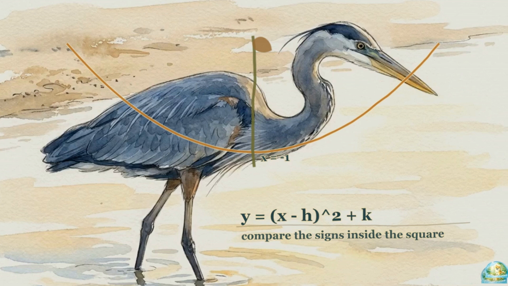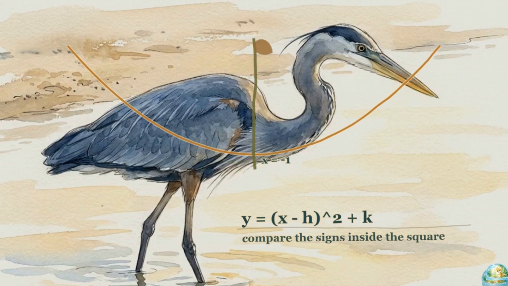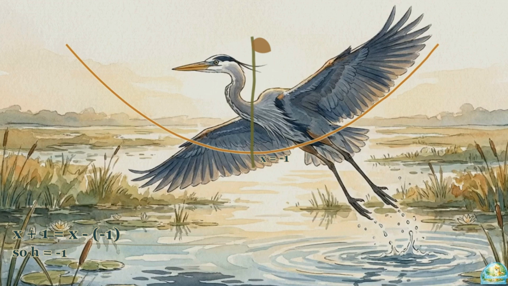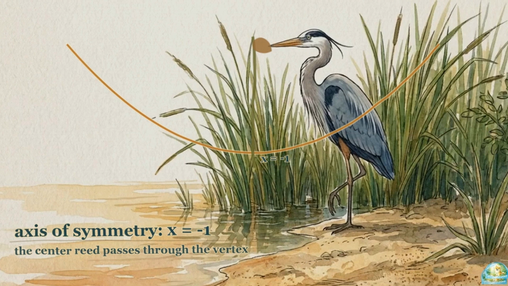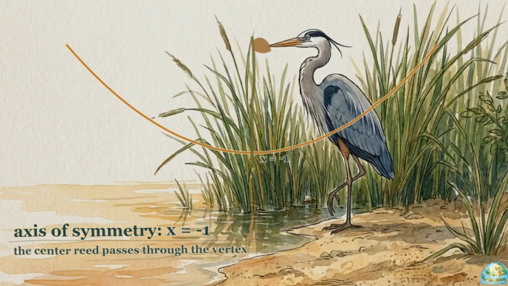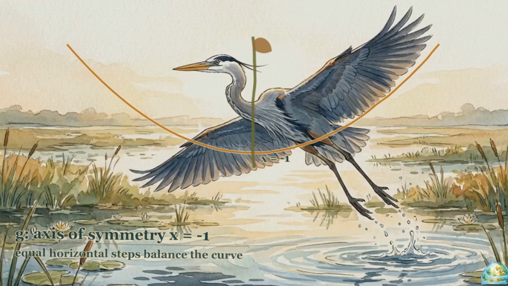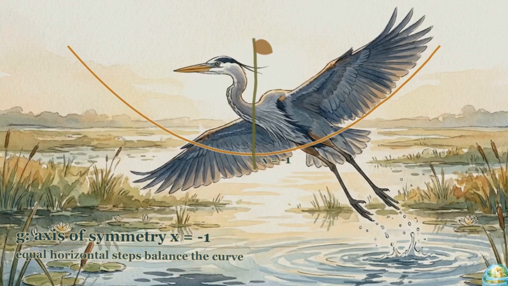Align our function below general vertex form, y equals x minus h squared plus k. To match the required subtraction, we rewrite x plus 1 as x minus negative 1. This confirms h equals negative 1, locating the symmetry line x equals negative 1. Extracting the sign-corrected value of h provides the center line needed to balance a symmetrical environment.